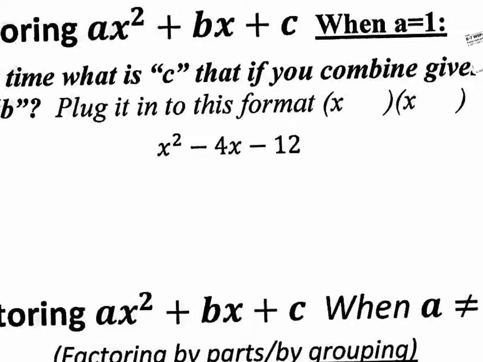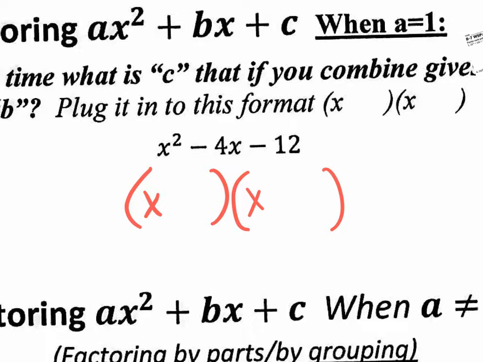Now, the beauty of factoring a standard form quadratic trinomial when your a value is 1 is that you could jump right into this format. And we know that's what our answer is going to look like. And the beauty part is, because there is no number, we know that x times x will give you the x squared, right? And from here, all we have to do is think, what times what is the c value, -12, that if I combine together is the b value, -4.